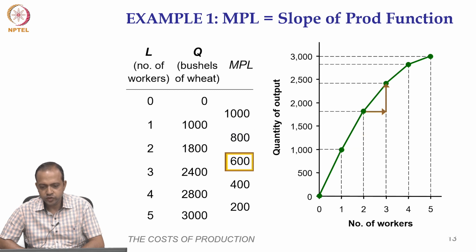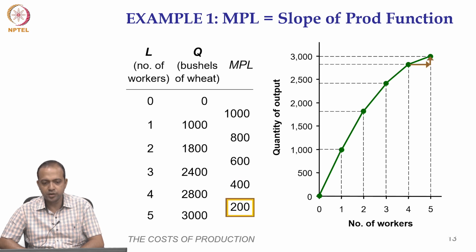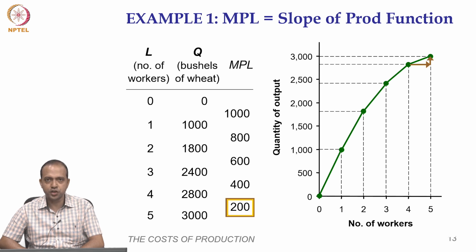Look at this: 600, and then 400, and then lastly you get 200. Okay. So, MPL is continuously falling, and that explains why the production function gets flatter and flatter.